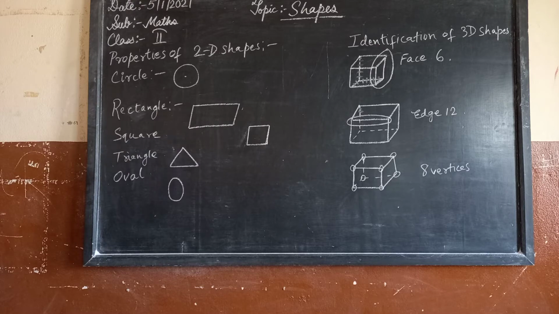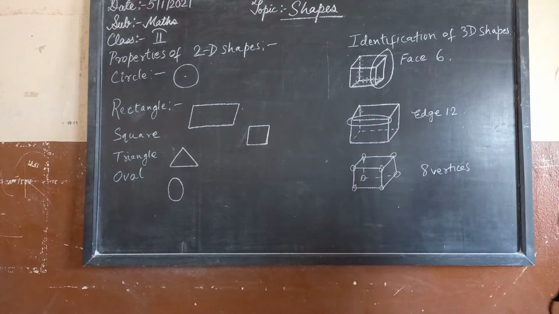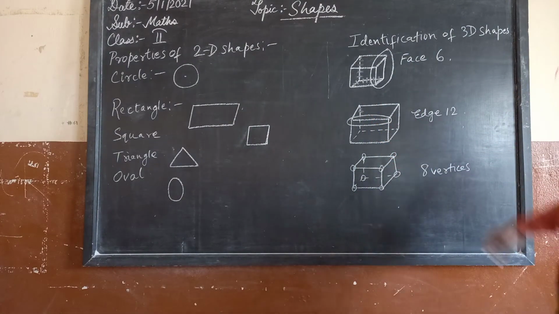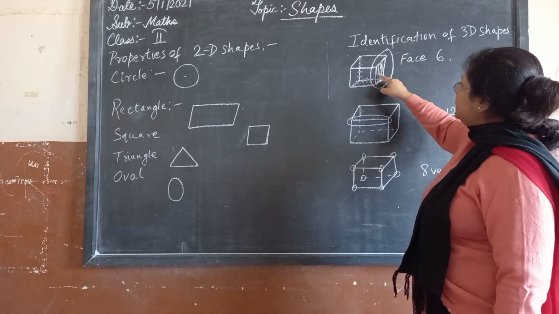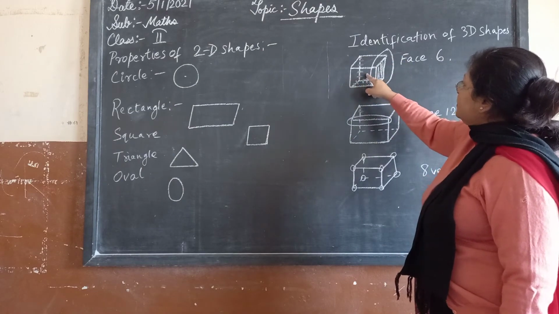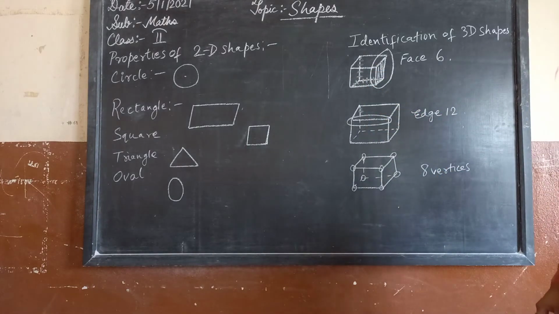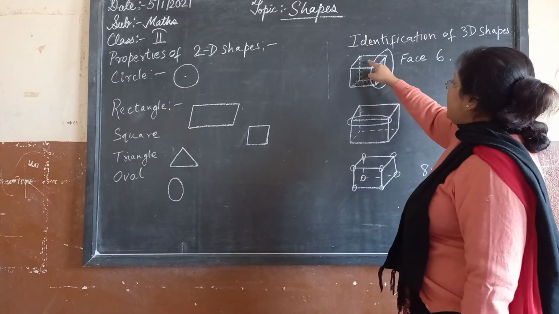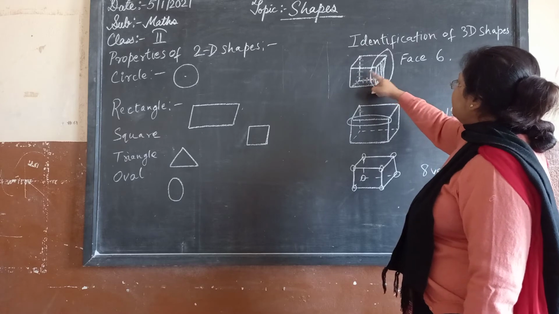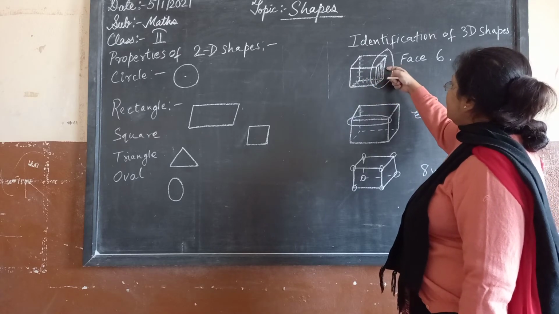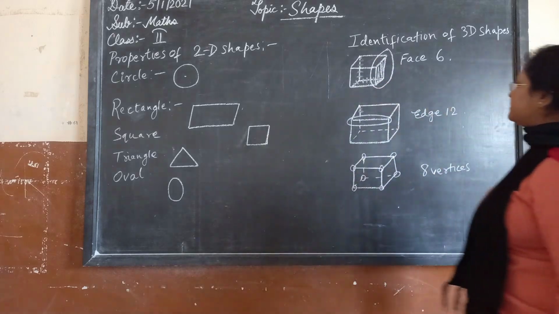Okay, identification of the 3D shapes. Now, if we have a shape like this, it will have 6 faces. What are the faces? This particular thing is what we call a face. So how many faces? 1, 2, 3, 4, 5, and the lower one 6. So total 6 faces.